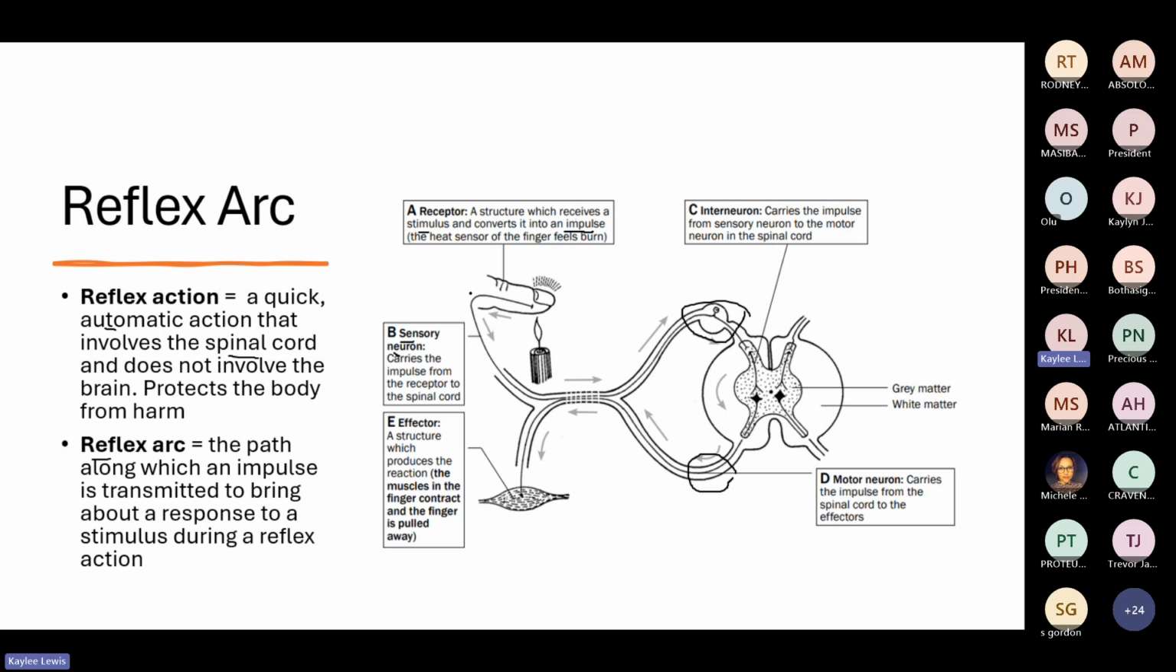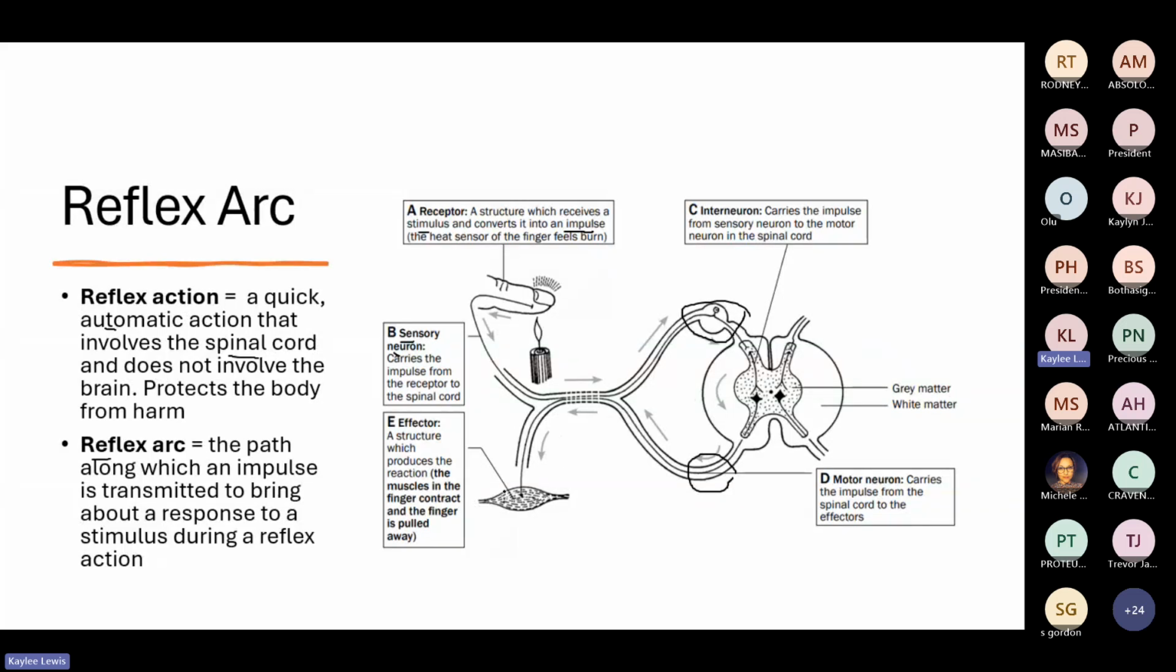It's going to travel along the sensory neuron to the spinal cord through the dorsal roots. Then it needs to go to the interneuron. And remember, there's a gap between the neurons. That's a synapse, and that transmits the impulse to the interneuron or connector neuron, which is sitting in the spinal cord. And from there, the impulse is then transmitted to the motor neuron, again through the synapse. And the motor neuron leaves through the ventral root and would take it to the appropriate effector.